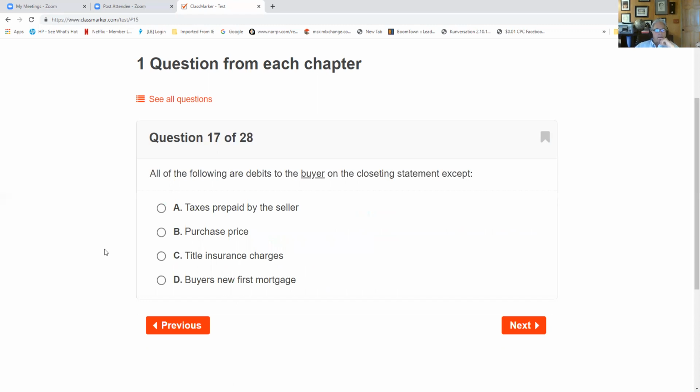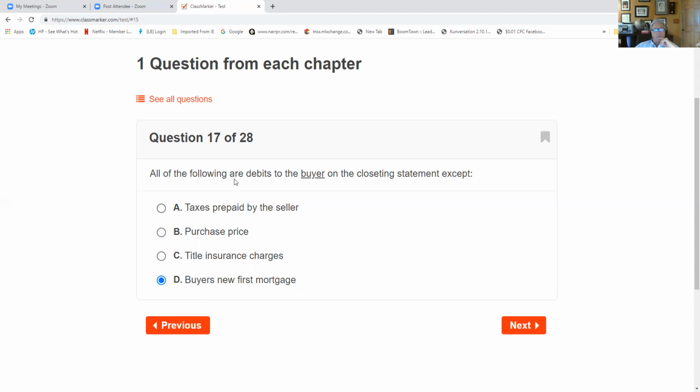Question number 17. This is closing statements. All of the following are debits to the buyer on the closing statement, except the buyer's new first mortgage. And if we remember our wheelbarrow of money that the buyer has to bring into closing, his new first mortgage, that money is being sent into the closing person, whether it's the title insurance company or the attorney, and that reduces the amount of dollar bills he has to bring in his wheelbarrow. Therefore, it is going to be a credit to the buyer.